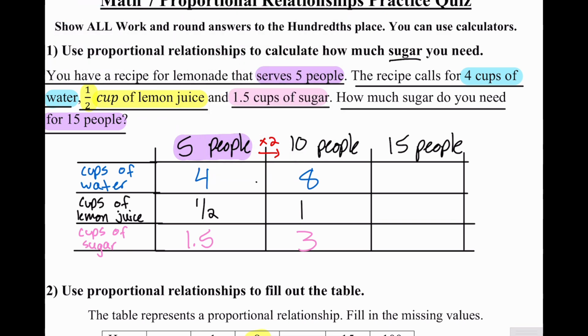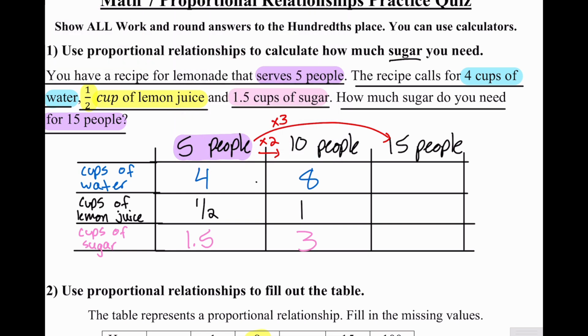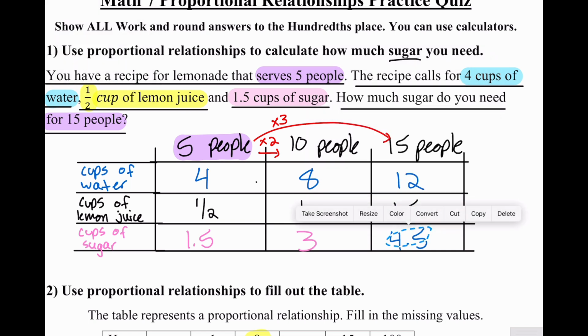Let's follow that same kind of pattern, and this is like the faster way to do it, is just to realize that if we multiply by 3, 5 people times 3 is 15 people, then we can get the answers for that. So for 15 people, we're going to need 12 cups of water, 1.5 cups of lemon juice, and 4.5 cups of sugar. And so that's going to be our answer, 4.5 cups.